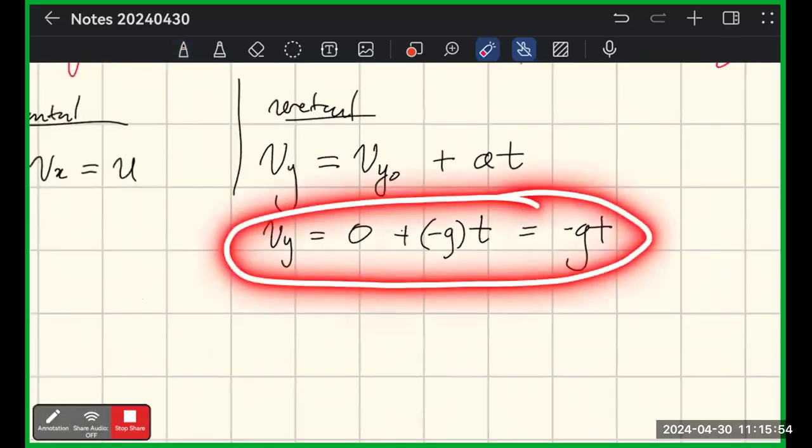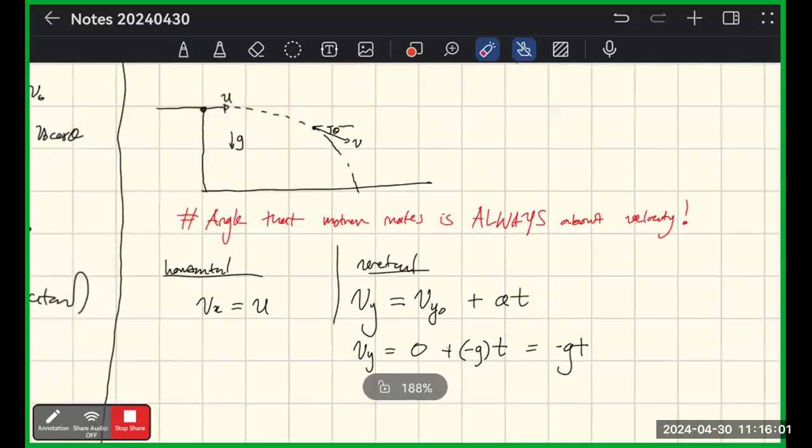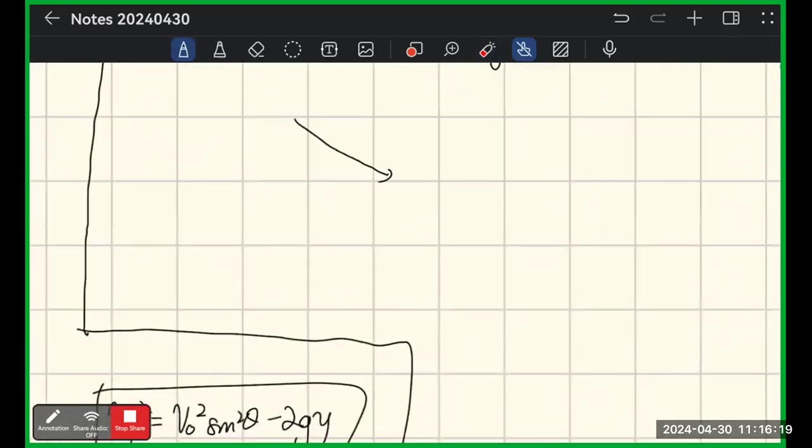So the vertical velocity is gt, but it's minus, because it's going downward, which makes a lot of sense. The horizontal velocity is u, but the vertical velocity is gt, and because it's going downward, we have the minus symbol here. So now we already know that for the theta here, this part is u and this part is gt.